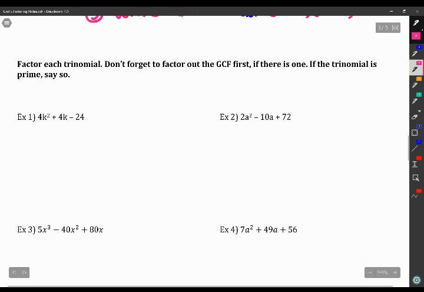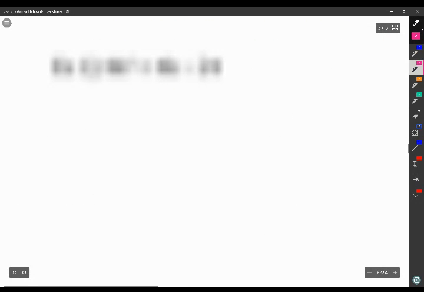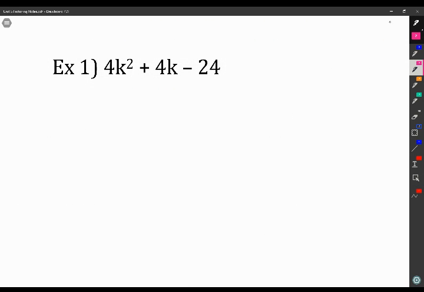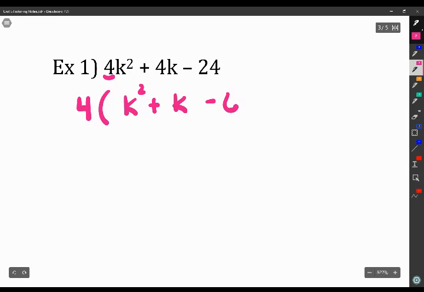So as I look at example 1, our very first step is what is a number that goes into 4, 4, and 24? We always look for our smallest number, which is 4. Does it divide into 4? It does. Does it divide into 24? It does. And so that's the number that we're going to take out. And then we look to see, do they have a letter in common, which they don't. So we just divide out the 4. So then we have k squared plus k minus 6.